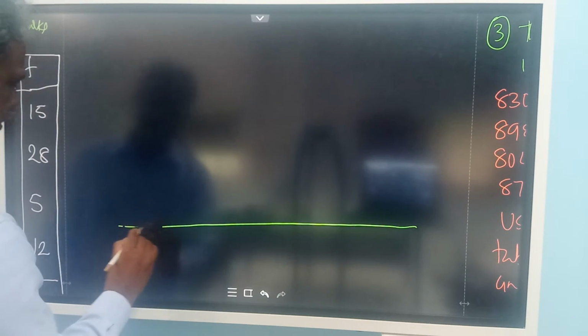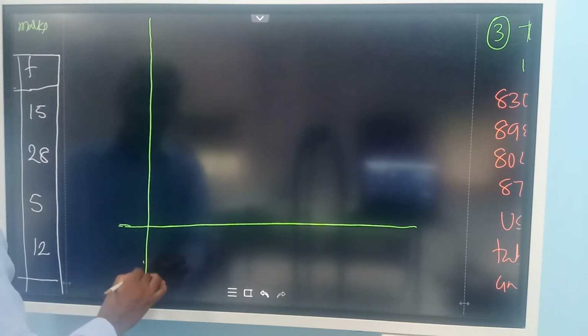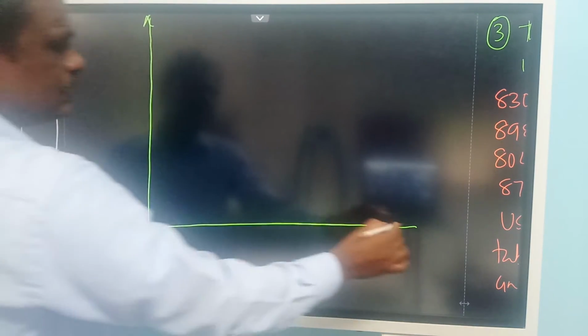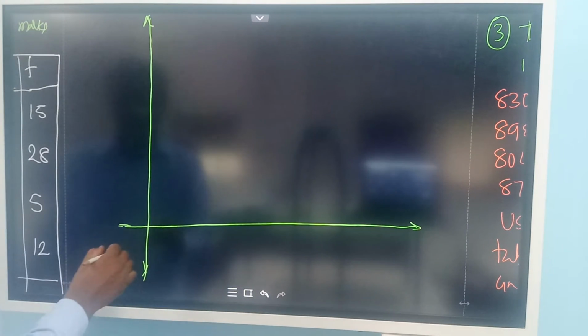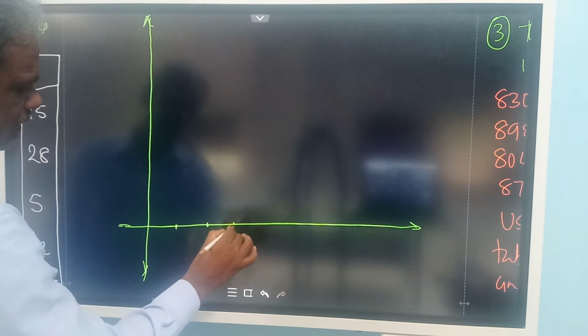I am going to take one horizontal line. Similarly, a vertical line like this to represent in the form of a bar graph. This is horizontal and this is vertical. So now, let us mark the points at equal distances.